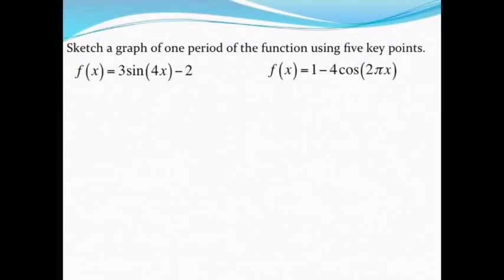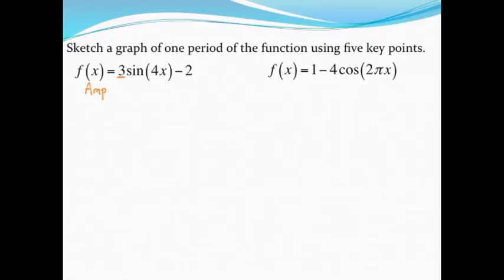To graph one period of a sine or cosine function that has been either moved up or down or reflected, we'll follow a very similar process to what we've done before. So if you need to go back and watch a previous video, that might be a good idea. There are a few things I'm going to want to note before I start to make my sketch of the graph.